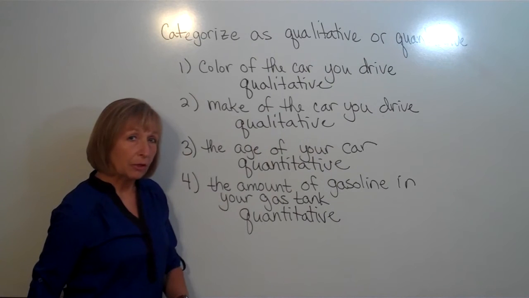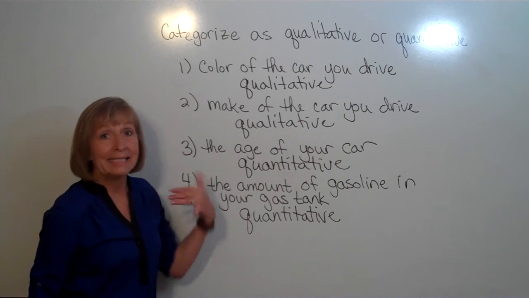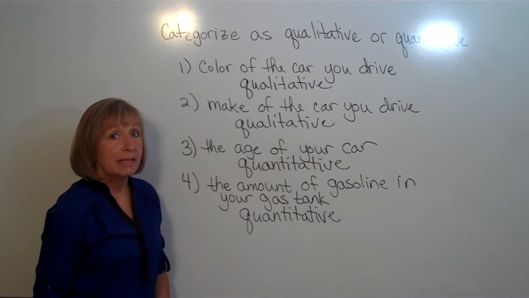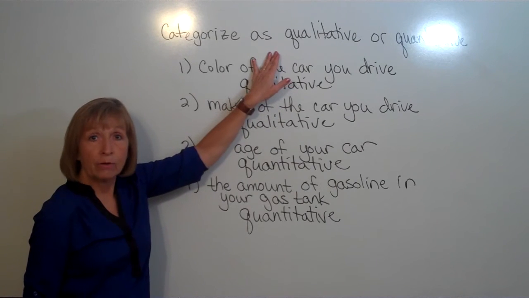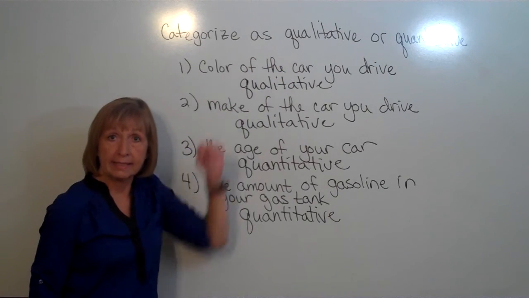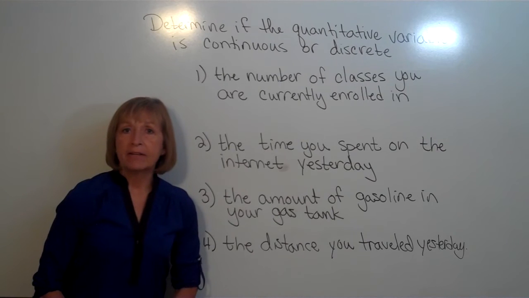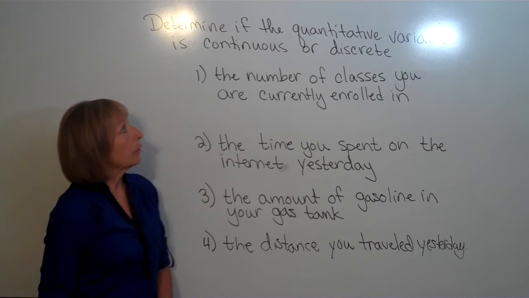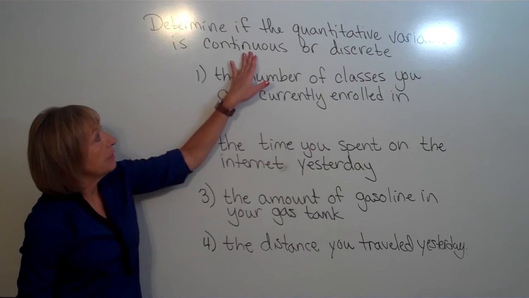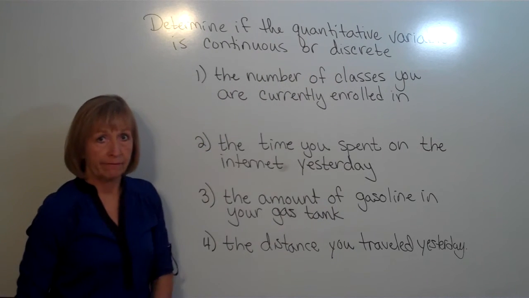So hopefully that gives you a little bit more of an understanding of identifying the types of the data if it asks you to categorize as qualitative or quantitative. Let's now look at how to identify the difference between our work with our continuous or discrete random variables.